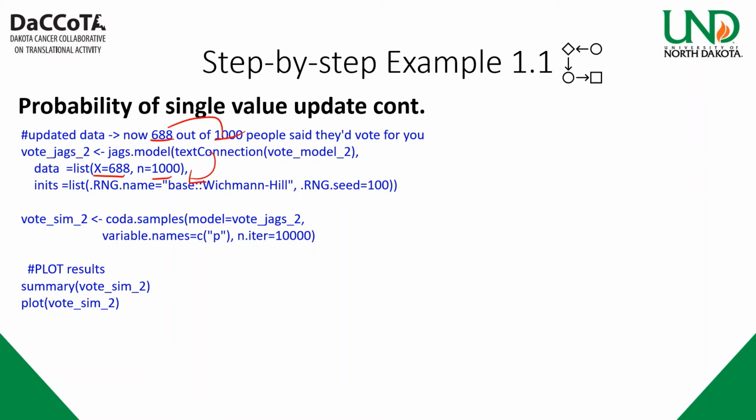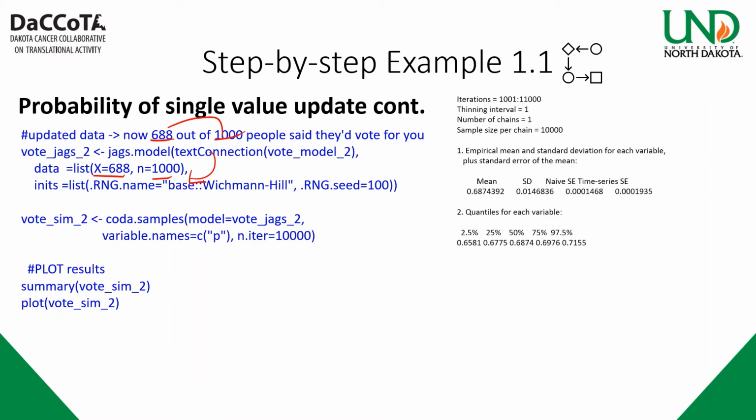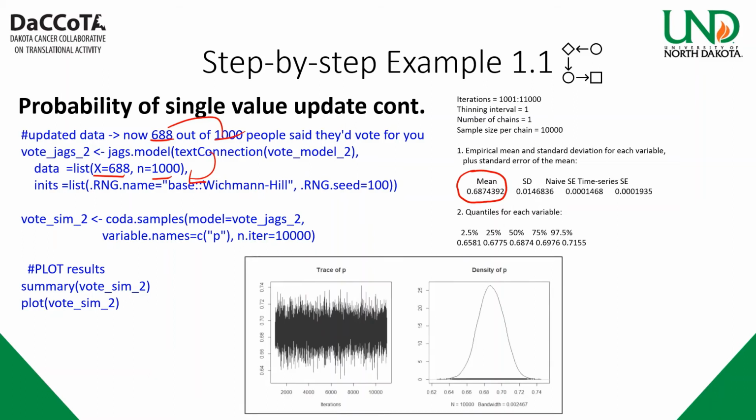Plug that in here, run that again, and now what we get is a higher mean, 0.68. So we had much stronger data, which gives us much more information than our prior, so that's driving our posterior. Indeed, what it looks like here is we're much more likely to get more than 50% of the vote than before. So it looks like our voting is in good order.